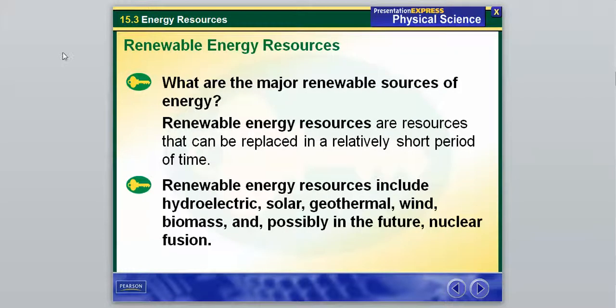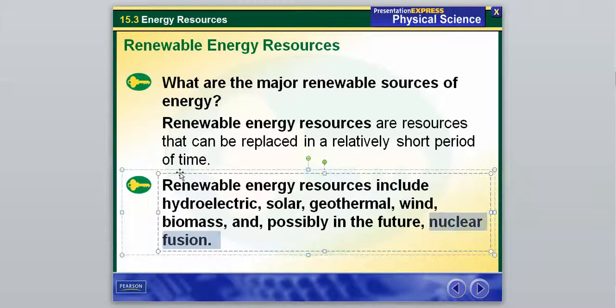So we might want to focus our attention on some of the major renewable sources of energy, and these are resources that can be replenished or replaced in a relatively short period of time. These are the types that we're going to talk about. There's hydroelectric, solar, geothermal, wind, biomass, and possibly one in the future known as nuclear fusion. That's one that's more theoretical at the moment. It's not really set in stone yet.